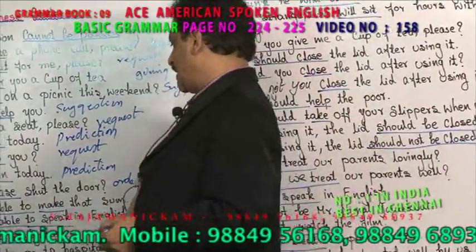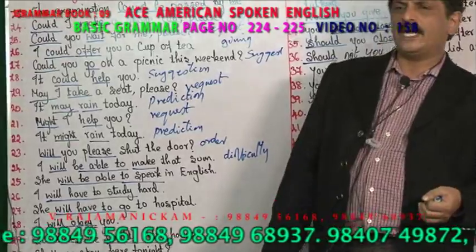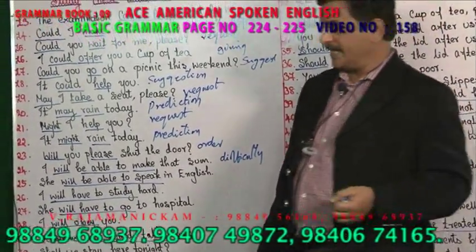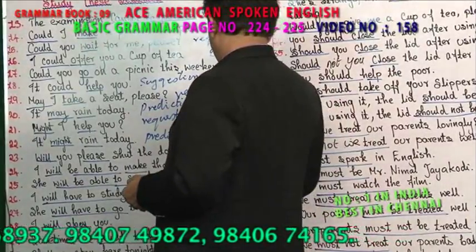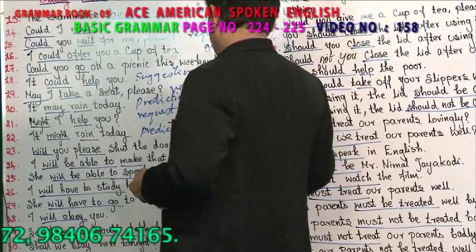Now, coming here, she will be able to speak in English. What do you mean by that? In future, with the difficulty, she will be able to do. So, with the difficulty, somehow she will be able to speak.